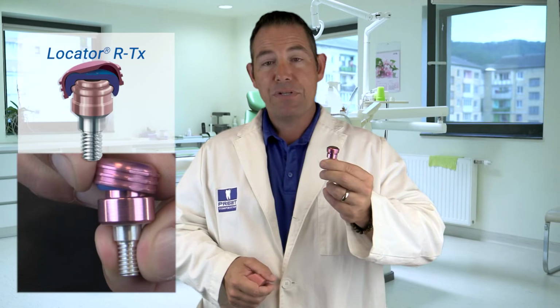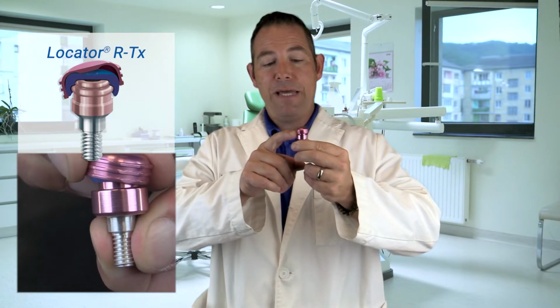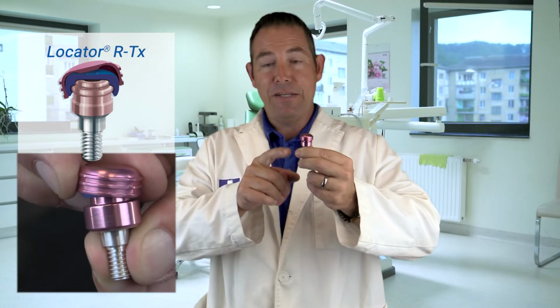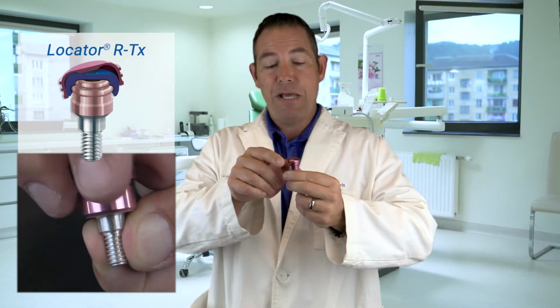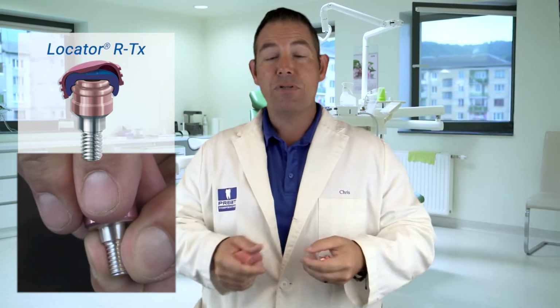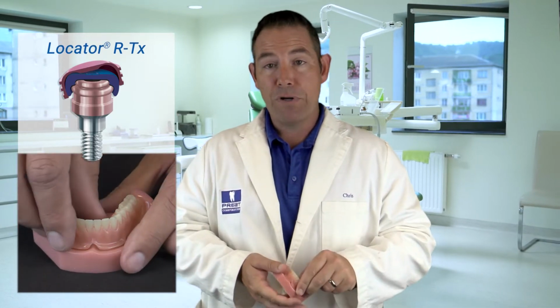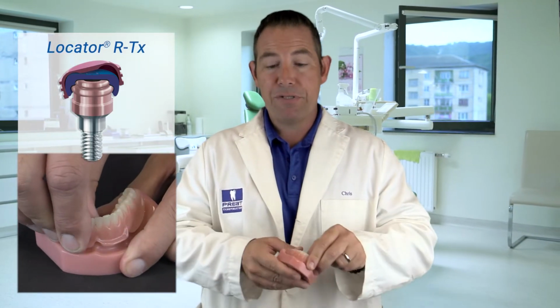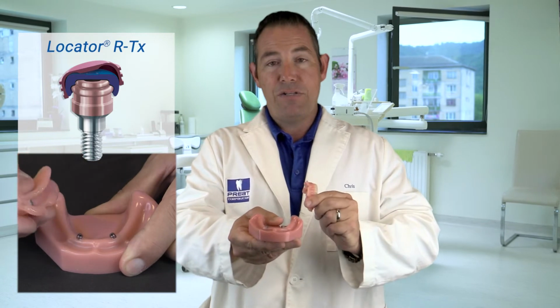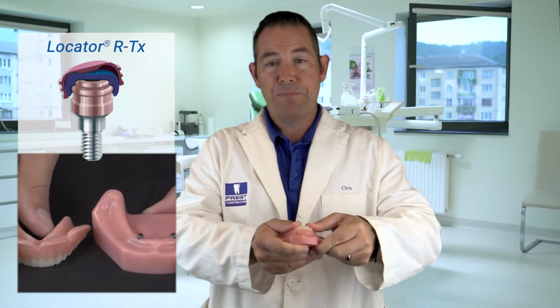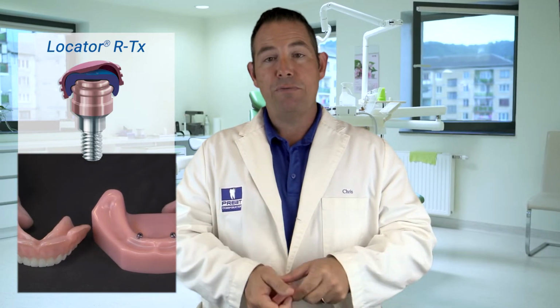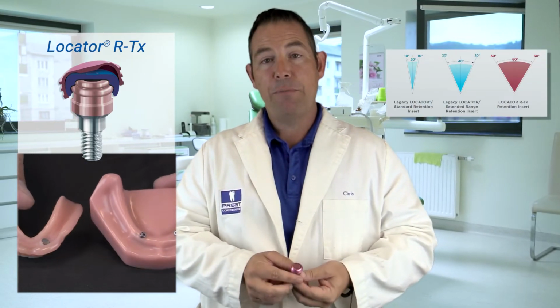Now, the second generation Locator is called the RTX. It follows the same plan as the Legacy Locator in that the insert stays in intimate contact with the abutment and the housing pivots, but it pivots even more. So the Legacy Locator might provide up to 40 degrees of pivot between two abutments. The second generation is up to 60 degrees between multiple. So this is ideal when you've got extremely divergent implants.